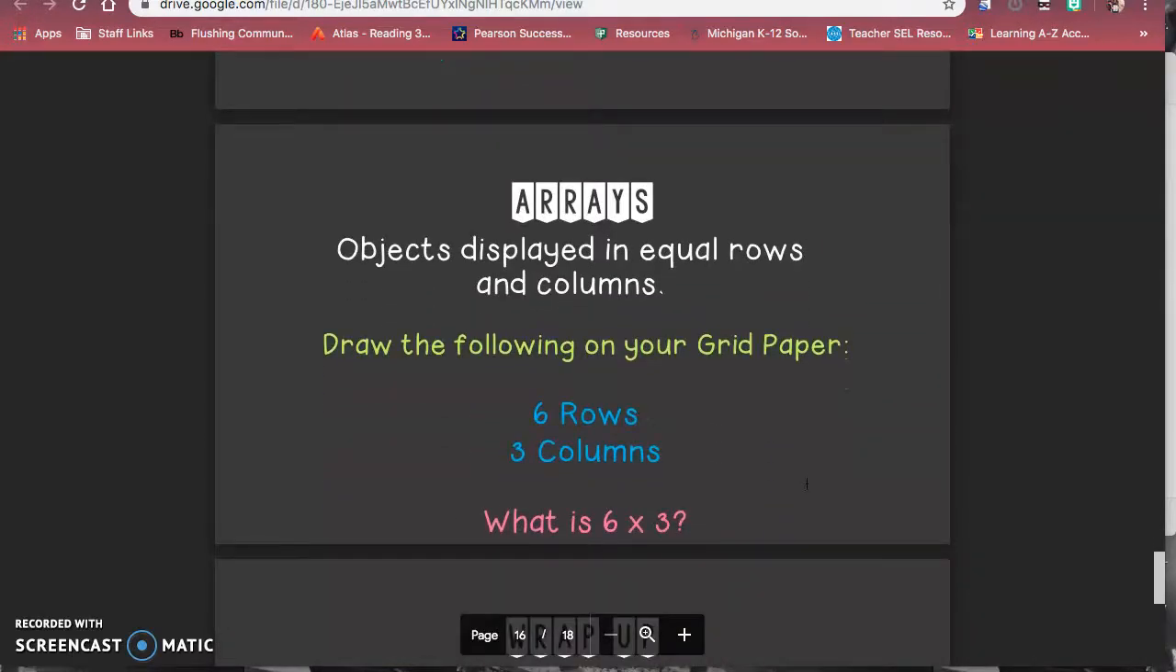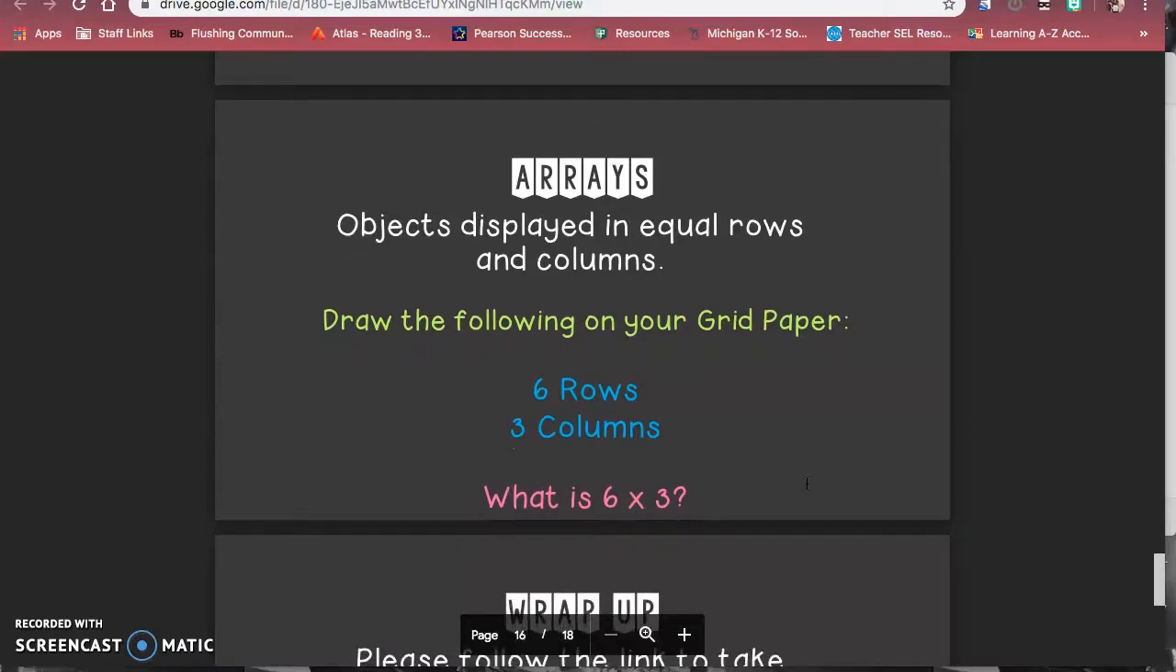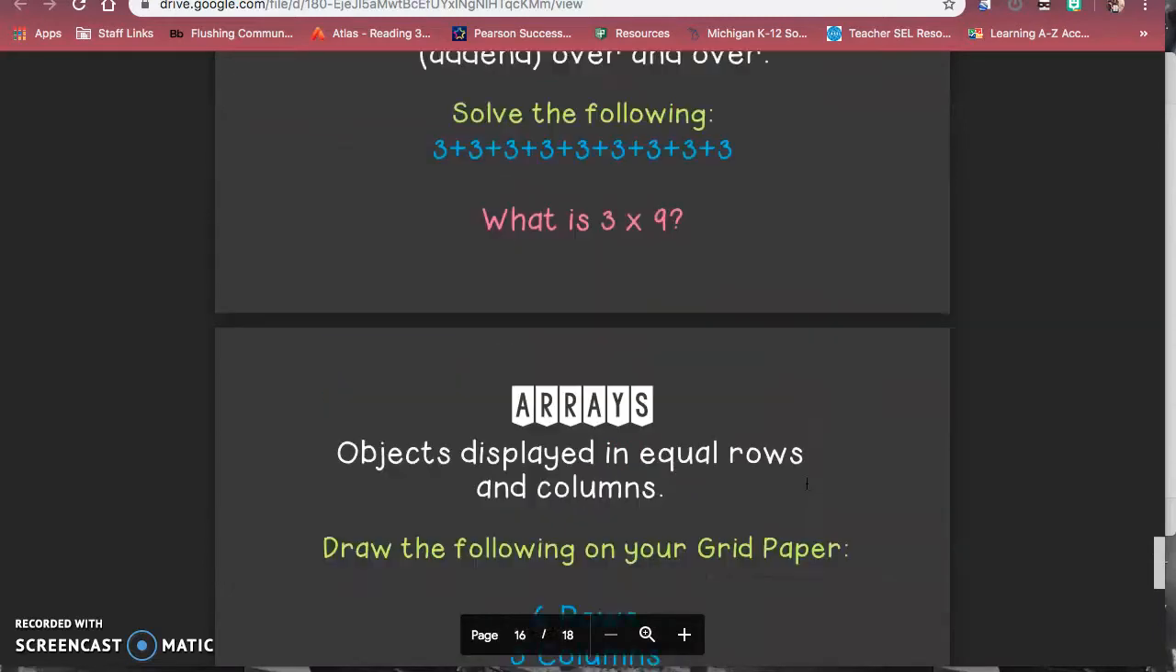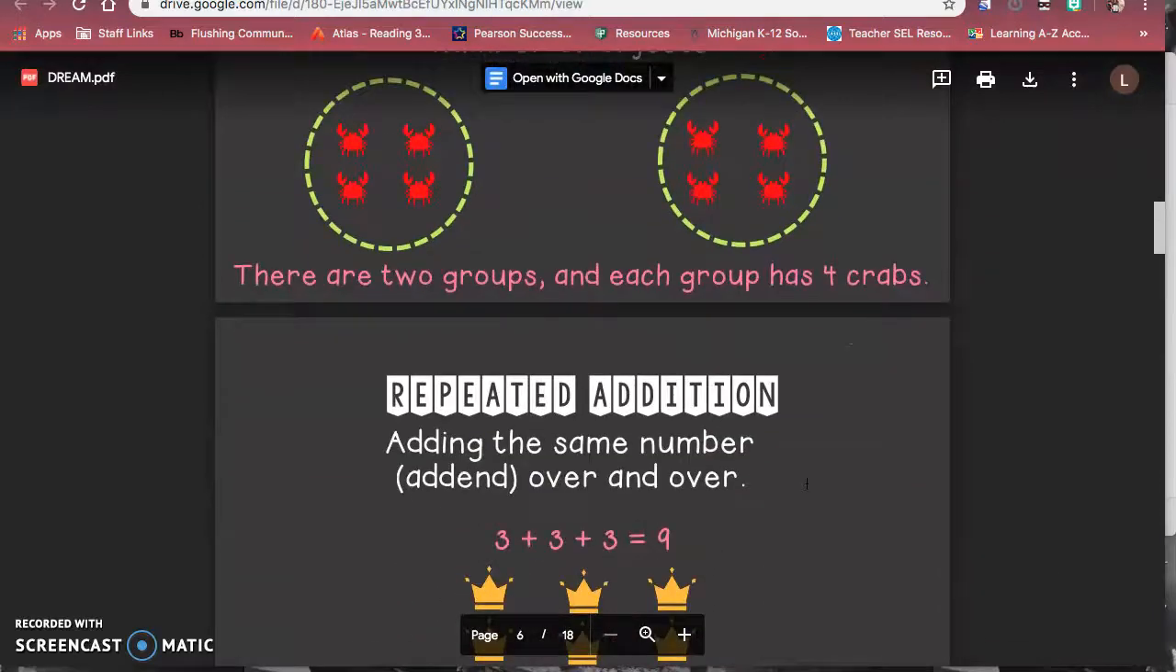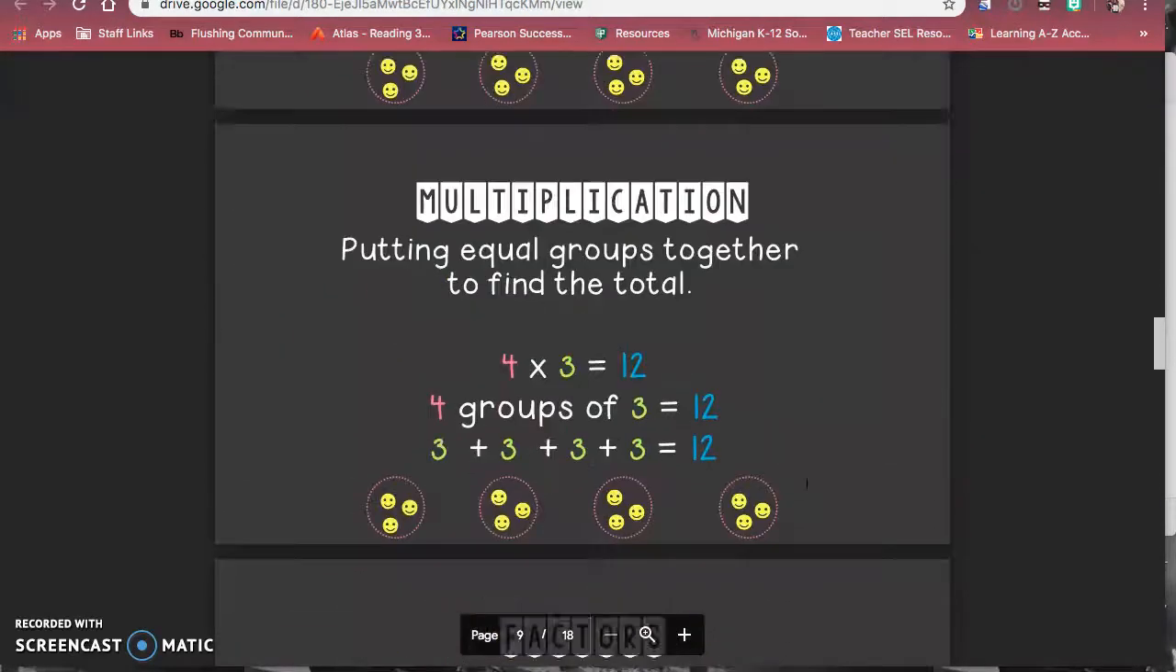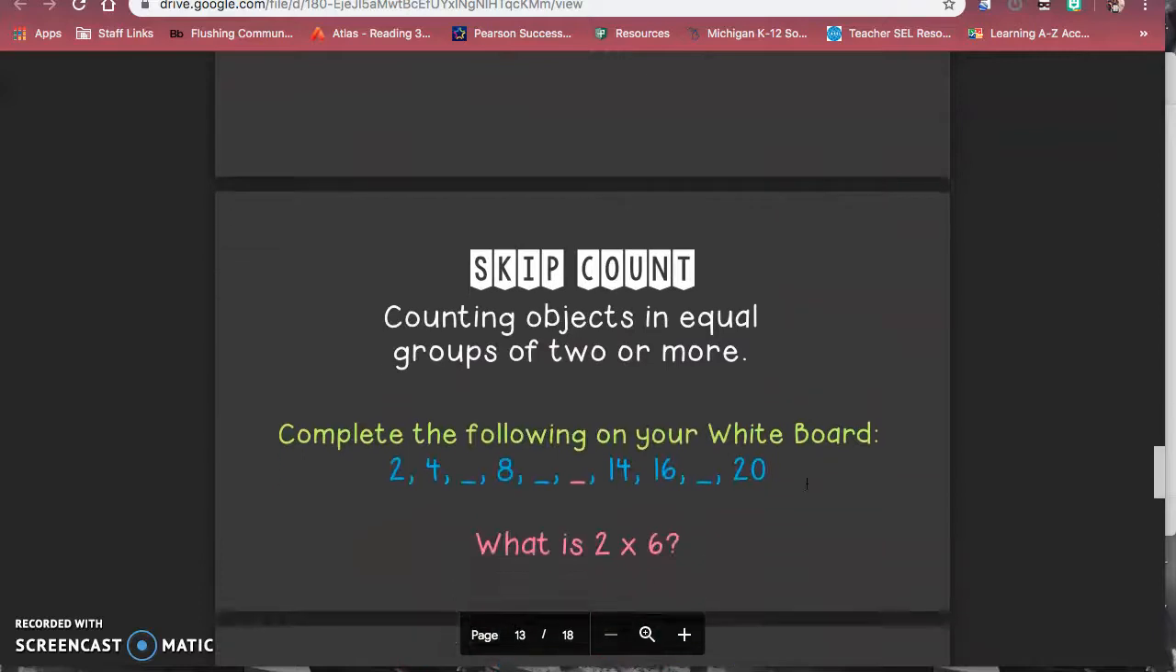And then the final day of guided practice is when we're working with arrays, and each kid has their own laminated grid paper so that we can practice drawing our rows and columns and counting the total and seeing how those relate to things. And remember, each day you review all of the slides up front. So each day they're getting another review.